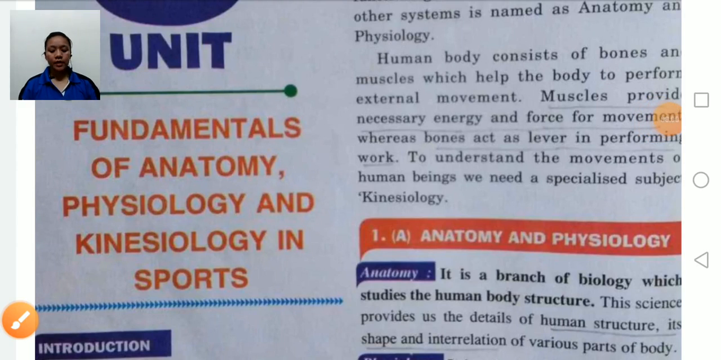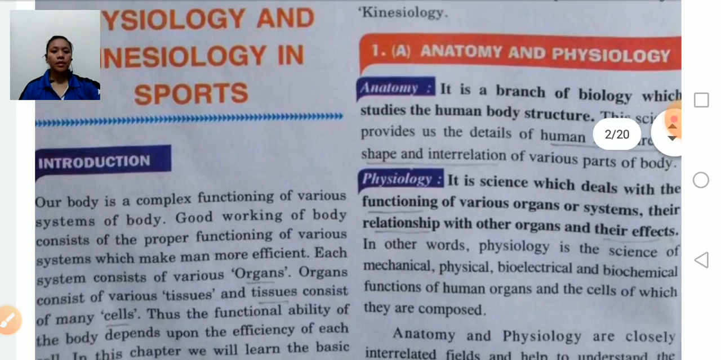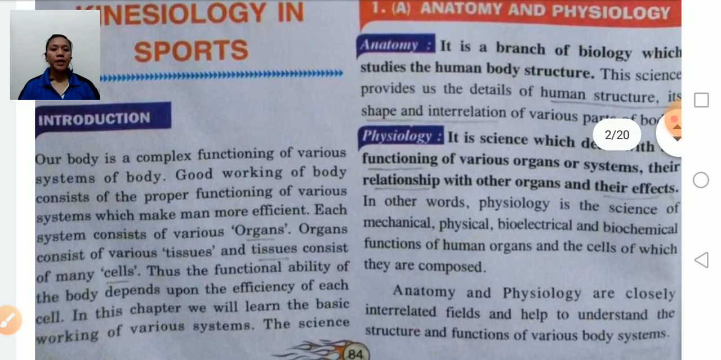Good morning, students. Today we will discuss our 8th unit, Fundamentals of Anatomy, Physiology and Kinesiology in Sports. Our body is a complex functioning of various systems. Good working of the body consists of proper functioning of various systems like the circulatory system, digestive system, respiratory system, etc., which make a man more efficient.